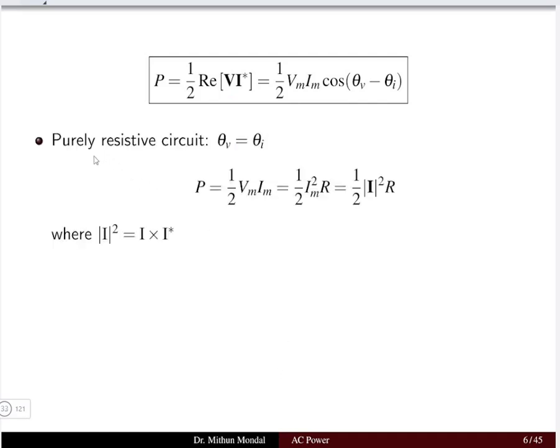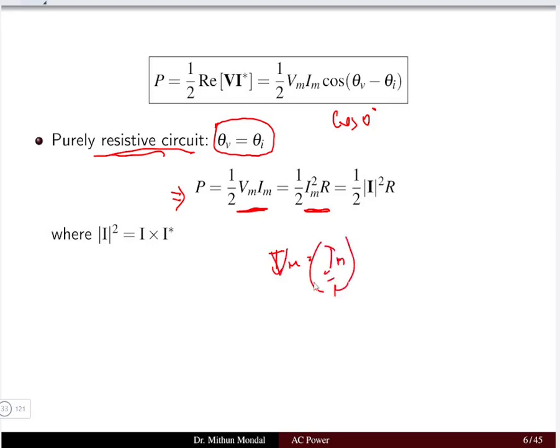What happens if the circuit is a purely resistive circuit? Purely resistive means there is no inductive or capacitive effect. Then the phase difference between the voltage and current will be zero, so you will have cos of zero here. Now the power will be equal to half Vm Im, because cos of 0 equals 1, and I can write that in the form of half Im square R, because I know that Vm is equal to Im times R.